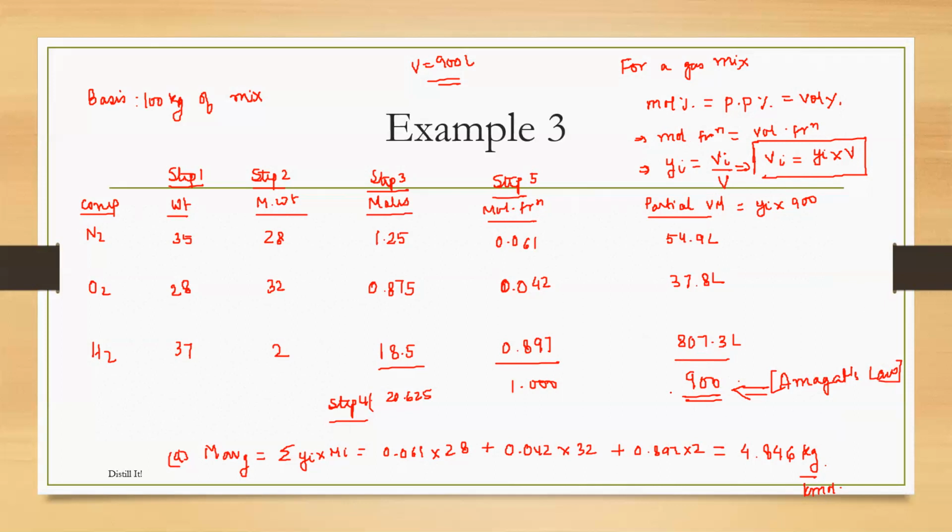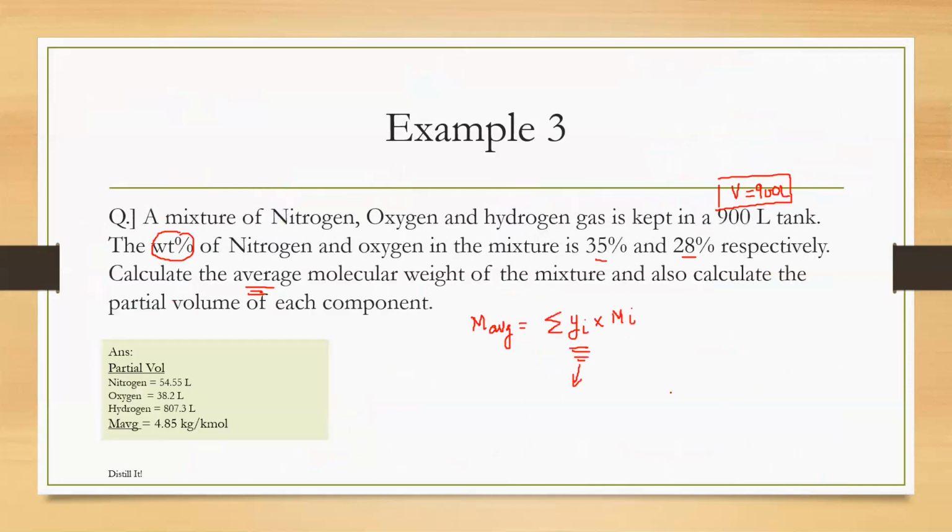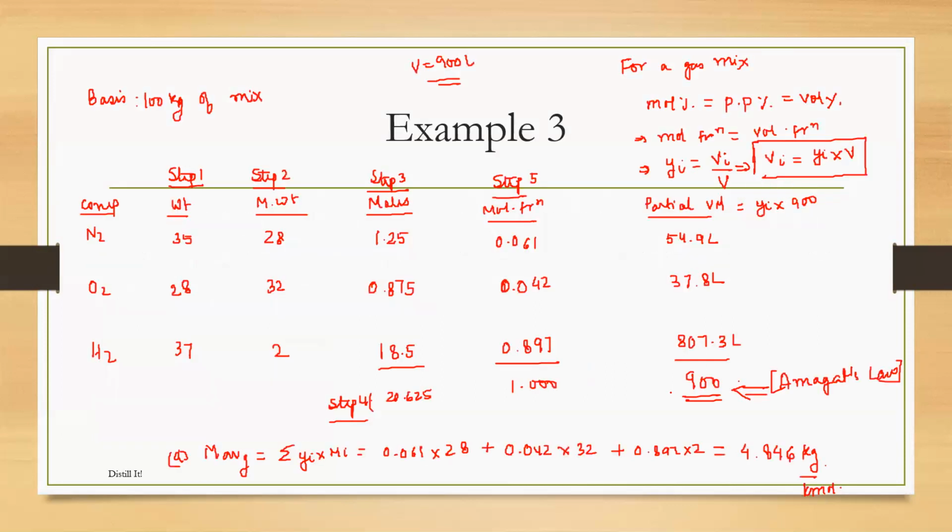I hope you're clear with this problem. We had everything in weight percent, which is why we converted into mole percent. Once we got everything into mole fraction, we found the average molecular weight, which is equal to the summation of products of mole fraction into the molecular weight. And finally, we got the partial volume of each component by multiplying the mole fractions by the total volume. We used the rule: mole percent is equal to partial pressure percent is equal to volume percent.